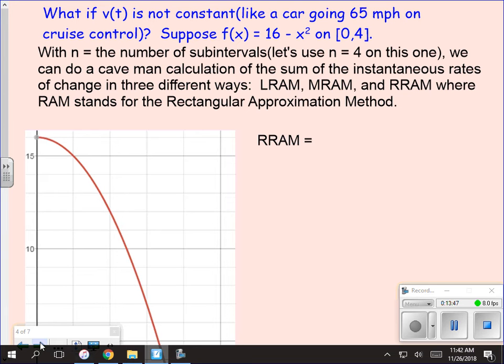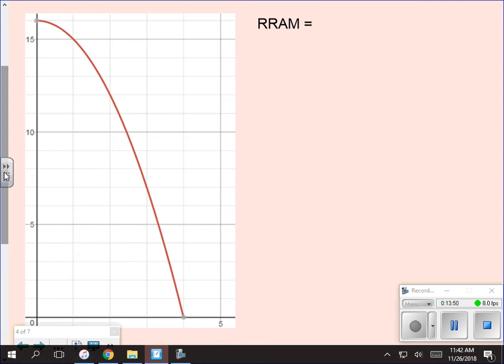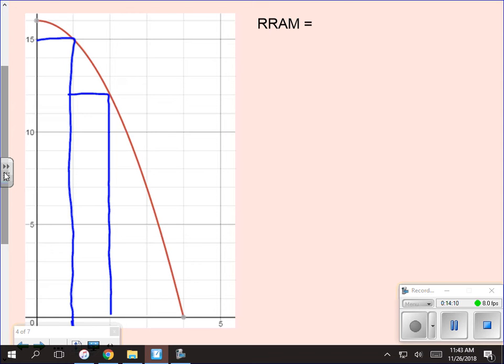Same idea, same problem, except it's a right rectangle, which means that we go up until the right-hand side hits. So I go up, and there's the height of my first rectangle. If I go up on the right-hand side, there's the height of my second one, and the height of my third. What's the height of my last rectangle? 0. Is this an over approximation or under approximation? This would be an under approximation. Calculate it out.